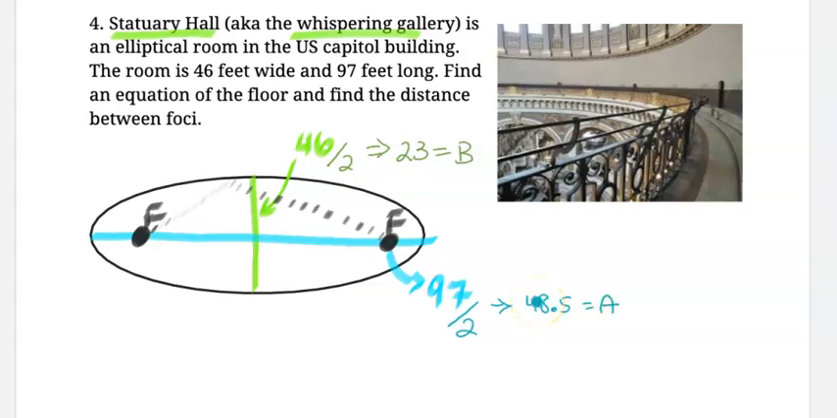So we want to write an equation first, and then we want to find the distance between the foci. The other thing we are trying to find is this distance, which I know doesn't look equidistant to the left and the right of our center, but just bear with me on that.